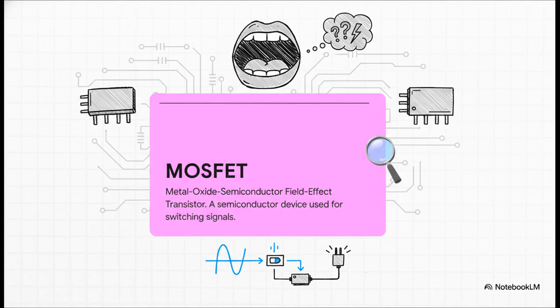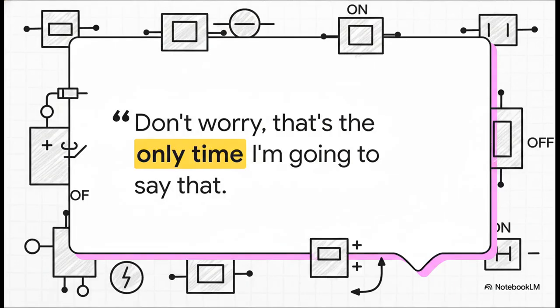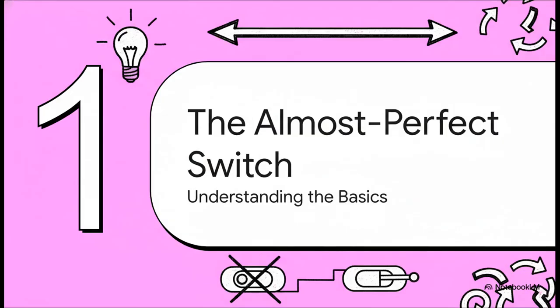So what does that crazy name actually stand for? You ready for this? It's a metal oxide semiconductor field effect transistor. Yeah, quite a mouthful, right? A little intimidating for sure. But don't worry, I promise that is the only time I'm going to say that full name. From here on out, we're just going to call them MOSFETs because, honestly, that's what everyone in the real world does anyway.